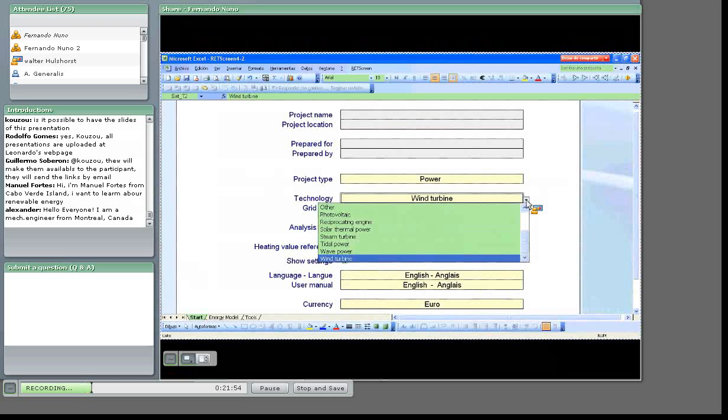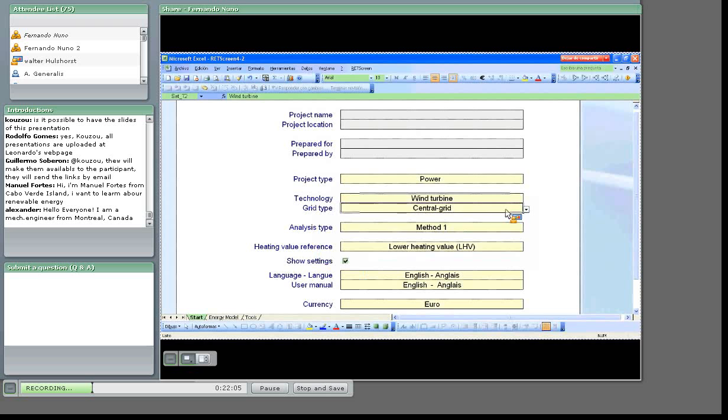We have also the possibility to choose which kind of power. So we have wave power, tidal, steam turbine, solar thermal, and other. So in our case it's wind turbine. Okay, so we click on wind turbine. Also there is the possibility to analyze an isolated grid, off-grid, or central grid. So we will remain focused on a grid-connected application.